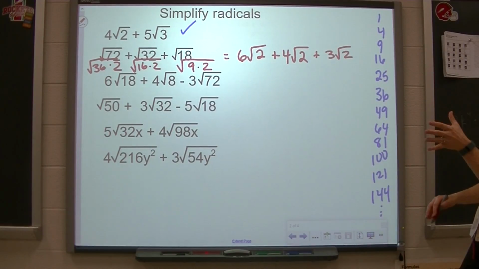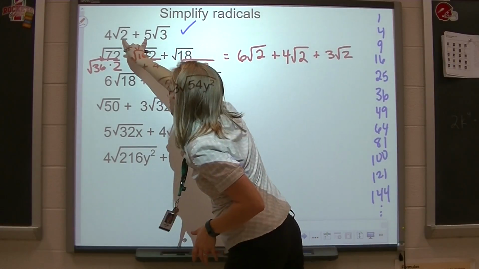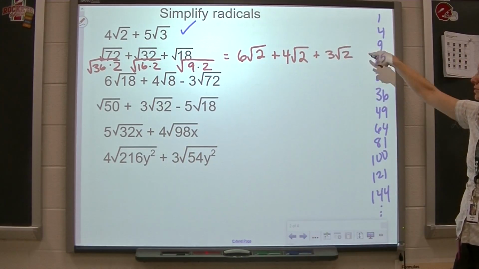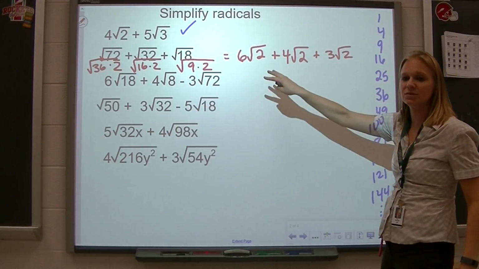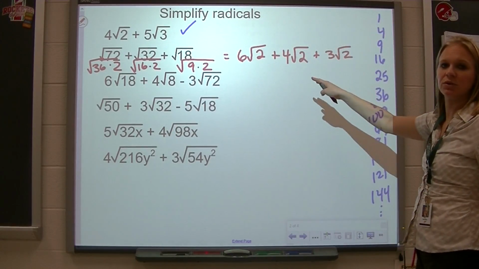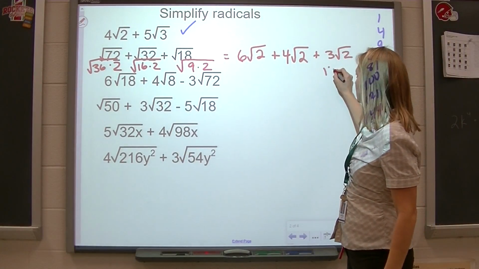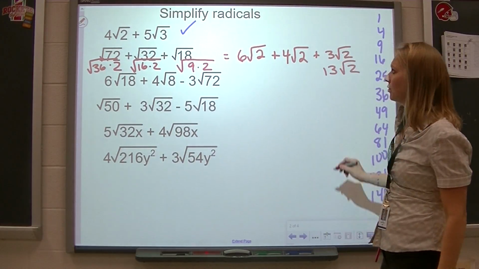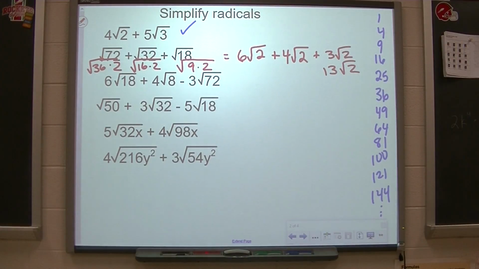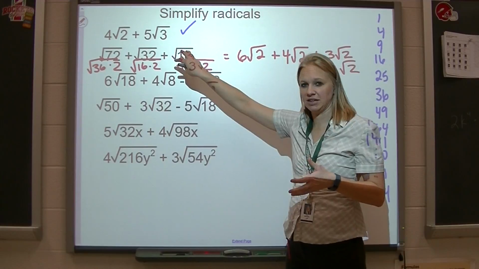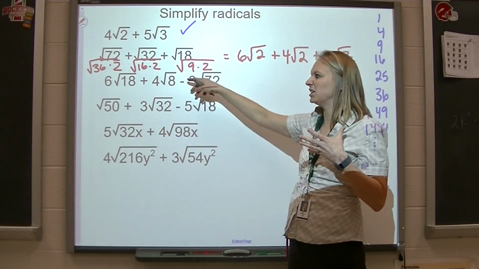Now, if you notice, everything that's under the radical is the same, unlike there. Not the same. So these I can add. Square root of 2 plus 6 square root of 2 plus 4 more square root of 2's plus 3 more square root of 2's will give me 13 square root of 2. Now this is actually an easier example. Then we'll have something a little bit harder like this.